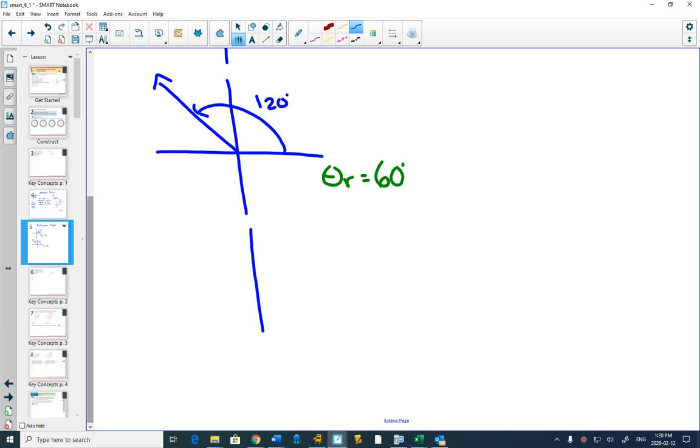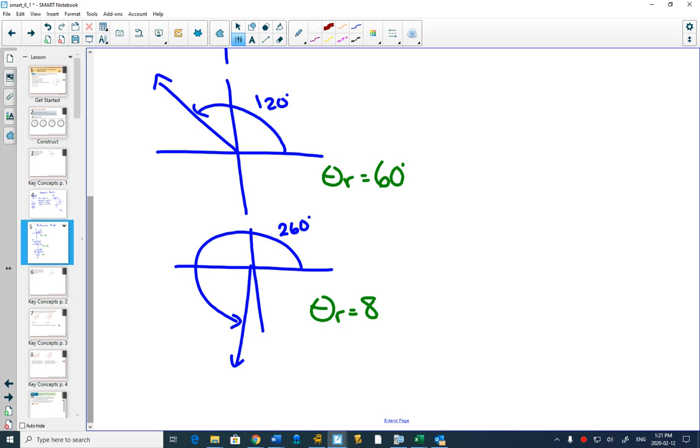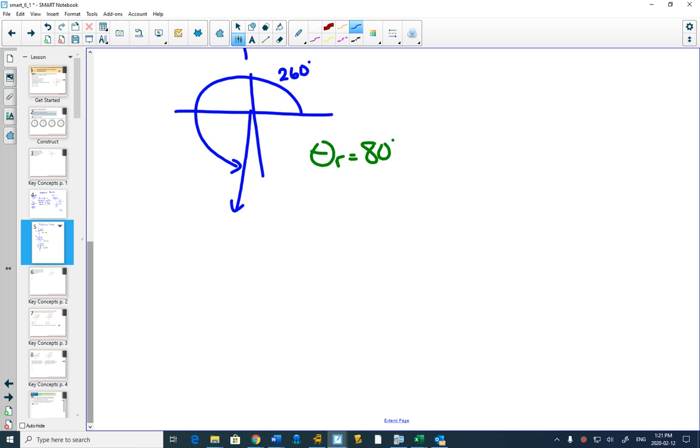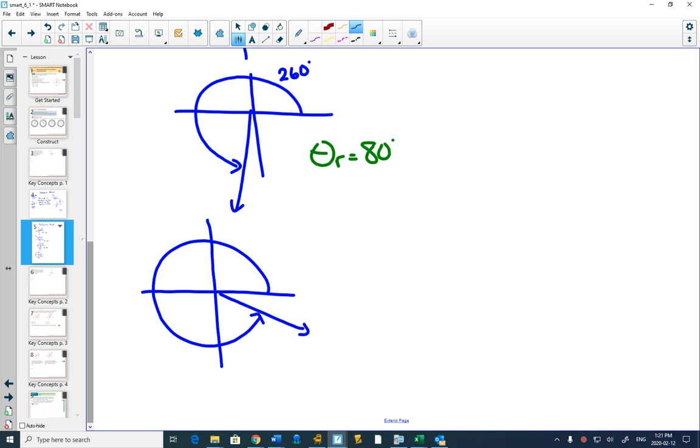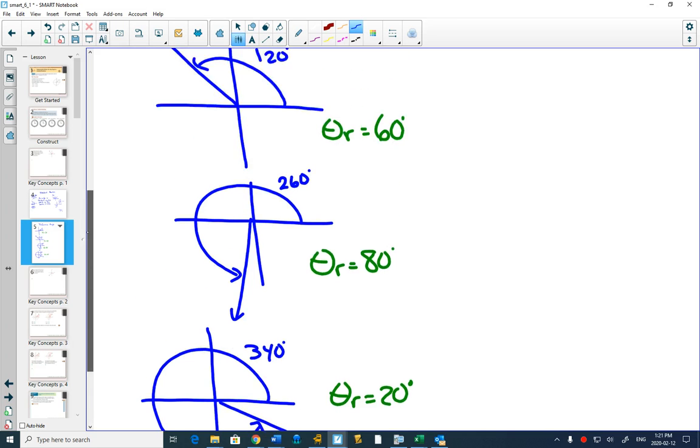If I drew something in quadrant 3, that looks like 260 degrees. The reference angle would be 80 degrees. And finally, if I drew something in quadrant 4, say 340 degrees, then the reference angle would be 20 degrees. So then the question is, if those are the answers, what is the definition?